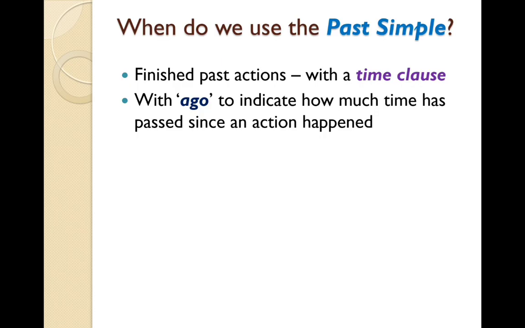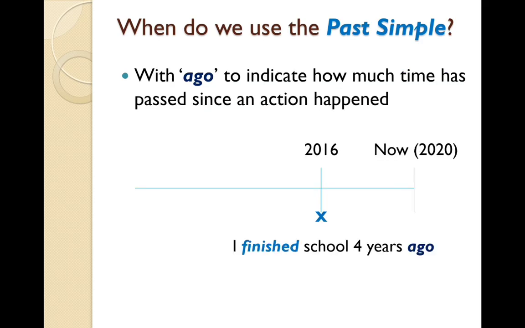We also use the past simple tense with ago to indicate how much time has passed since an action happened. I finished school 4 years ago. The action finished in 2016, and 4 years have passed since that time.